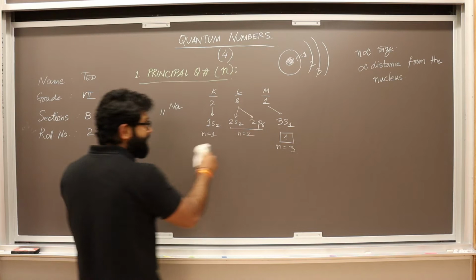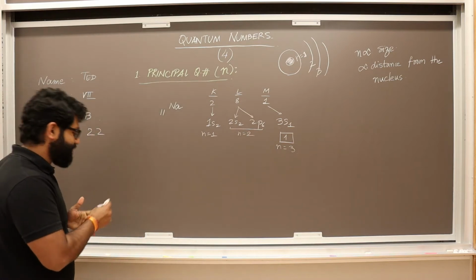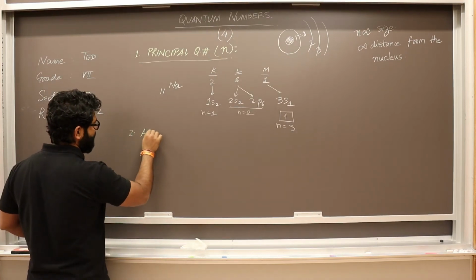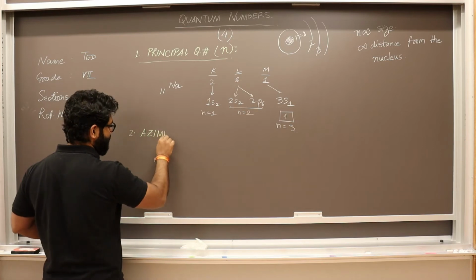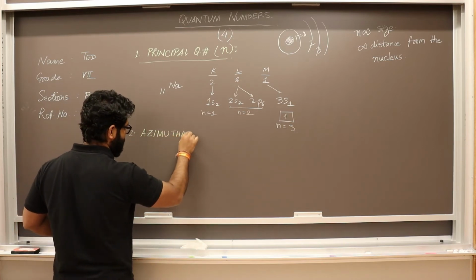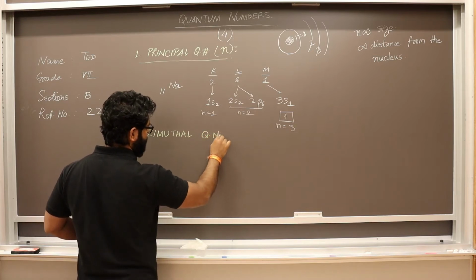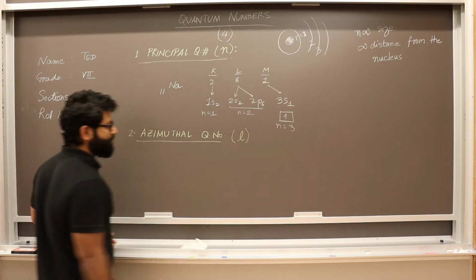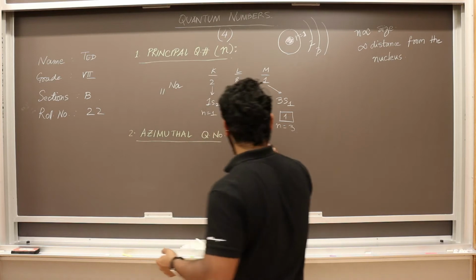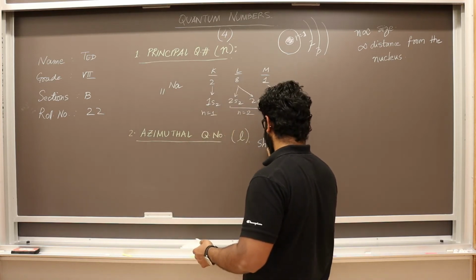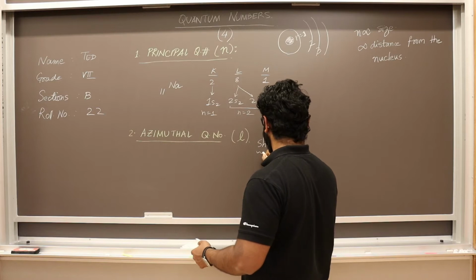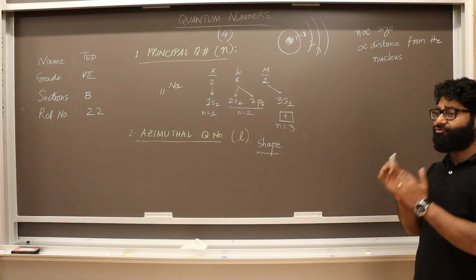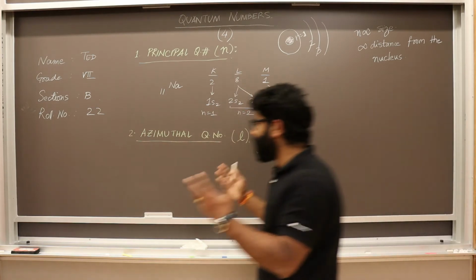Now, moving on. So we got the idea of the size. We got one quantum number which is giving you the idea about the size. Let's move on to the next one, which has a peculiar name called the azimuthal quantum number, represented by the letter L, and this will give you idea about the shape. We'll see how, but the azimuthal quantum number gives an idea about the shape of the orbital in which the electron is being housed. Okay, absolutely simple concept.